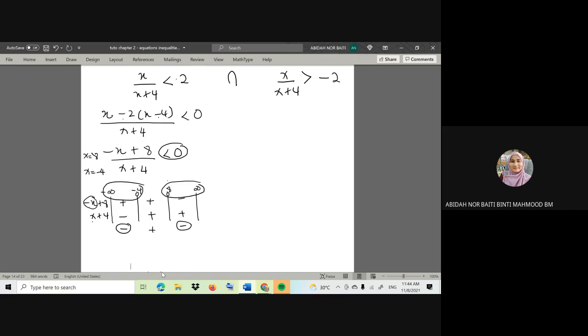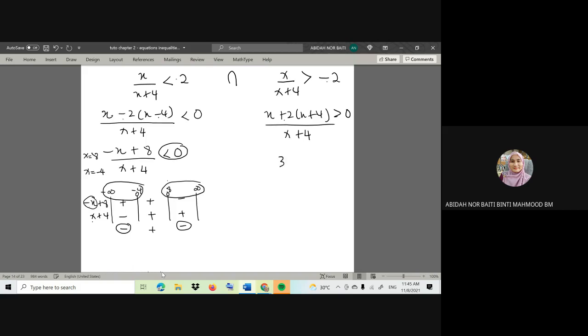So kat belah kanan ni pun sama. Kena buat benda yang sama. Rearrange and equalize denominator. Okay, rearrange and equalize denominator. So negative 2 become positive 2 ya. Then we simplify until we get single fraction form.